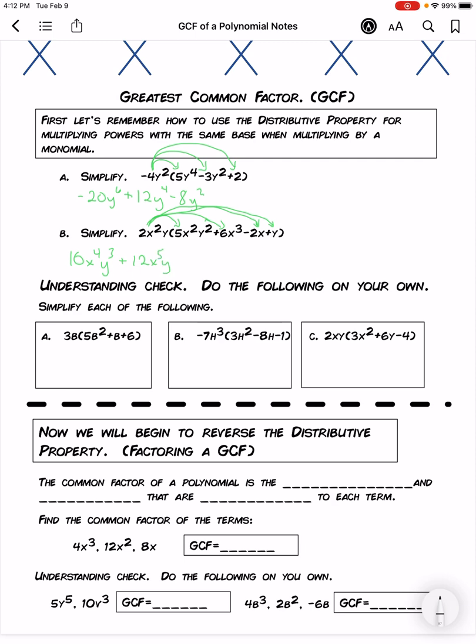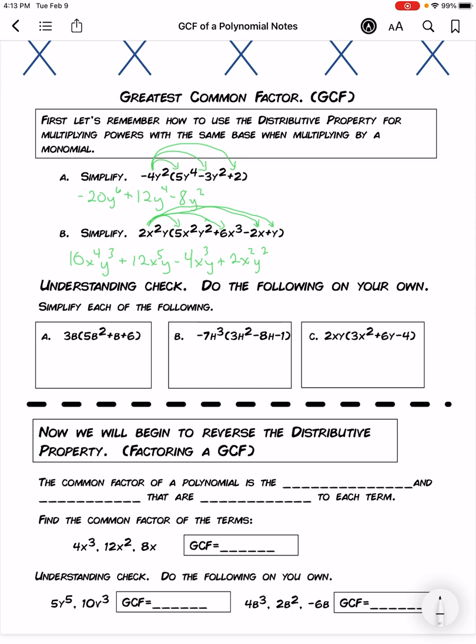All right, now we have 2x squared y times a negative 2x, so 2 times negative 2 is a negative 4. X squared times x is x to the third, and then y. And then our last one, we have 2x squared y times y, so we would write 2. And then we would say x squared, and then y times y is y squared.